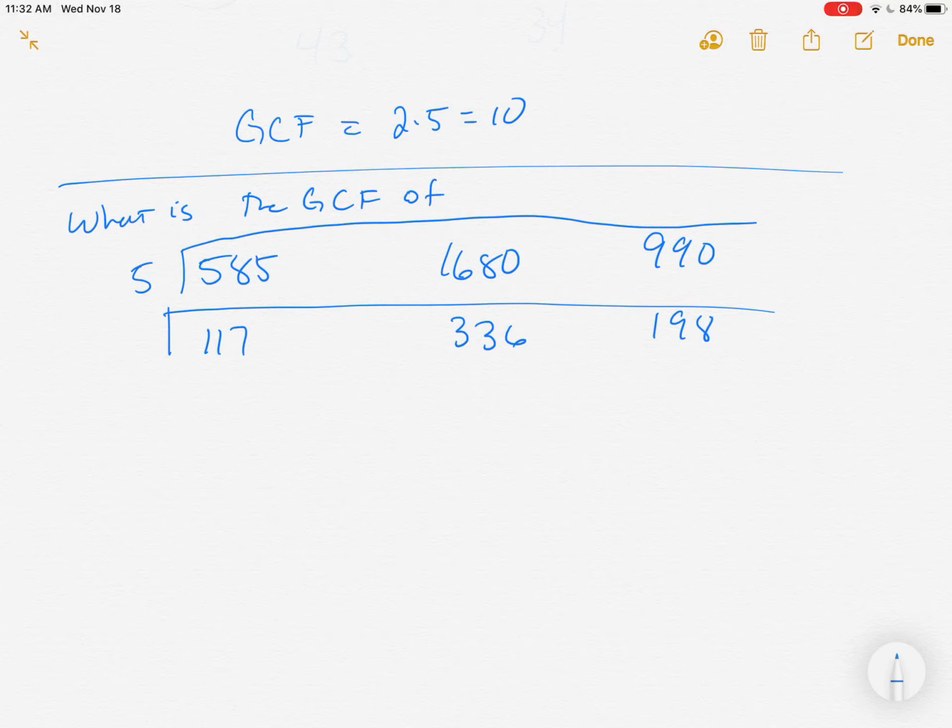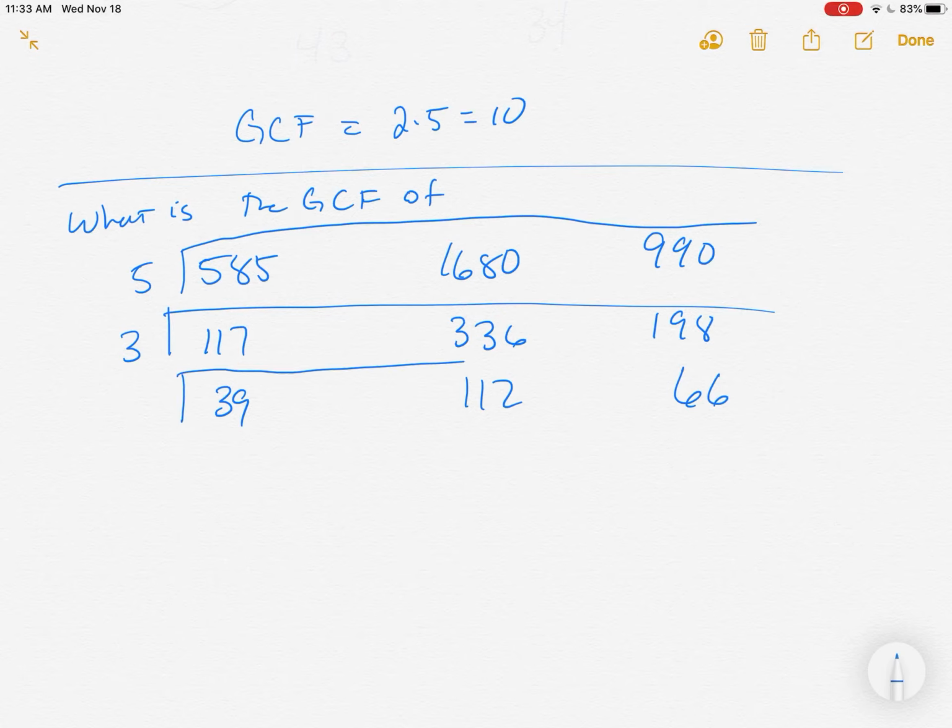Now as you look at these, do you recognize what all 3 are divisible by? I think there's a number. All of them, if you look at the sum of their digits, add up to be a multiple of 3. So I think 3 goes into each one of these. So we're going to take 117 and divide it by 3 and come up with 39. 336 divided by 3 comes up with 112. And 198 divided by 3 comes up with 66.